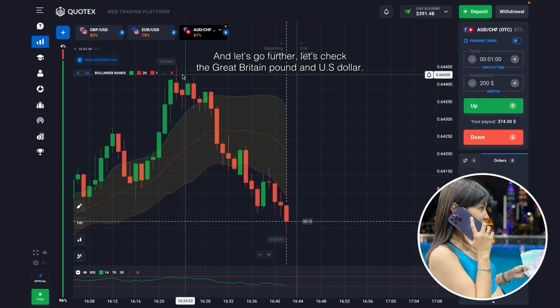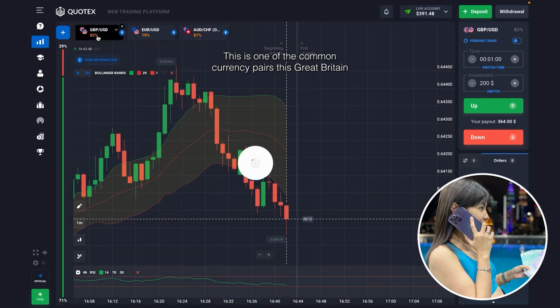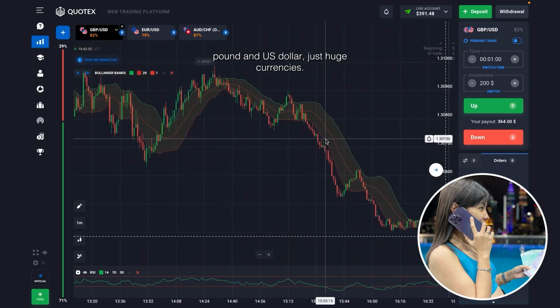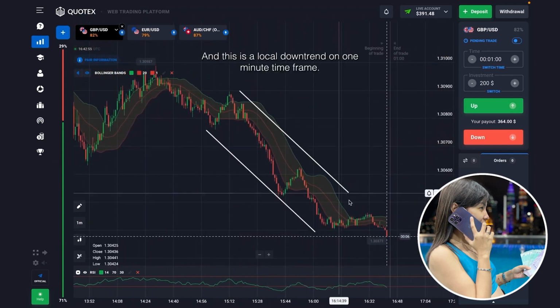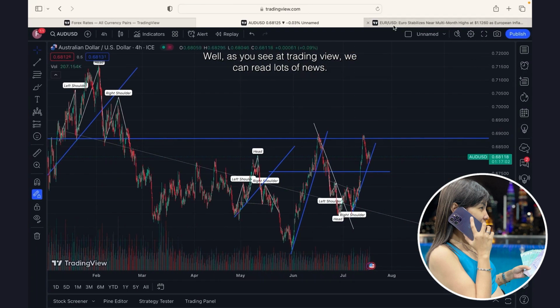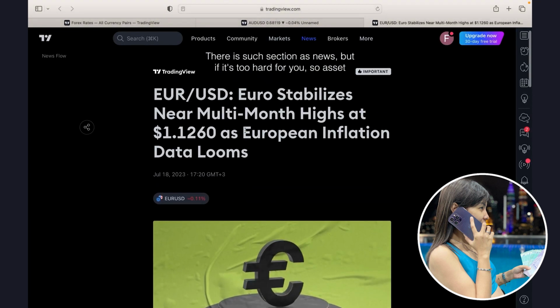Let's check the Great Britain pound and US dollar, and this is one of the common currency pairs. Great Britain pound and US dollar are just huge currencies, and this is a local downtrend on 1 minute time frame. And as you see at TradingView, we can read lots of news, and the research section is news.